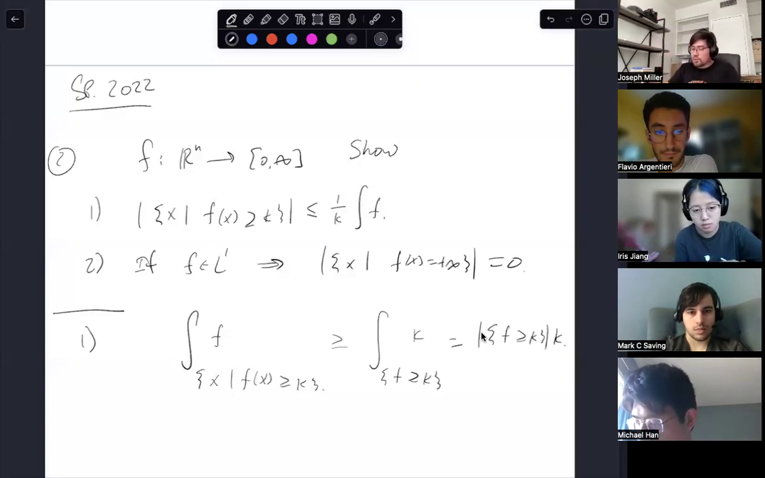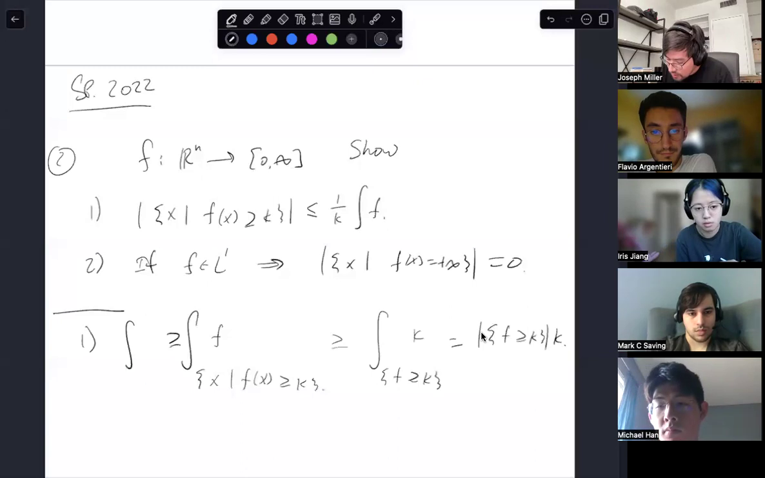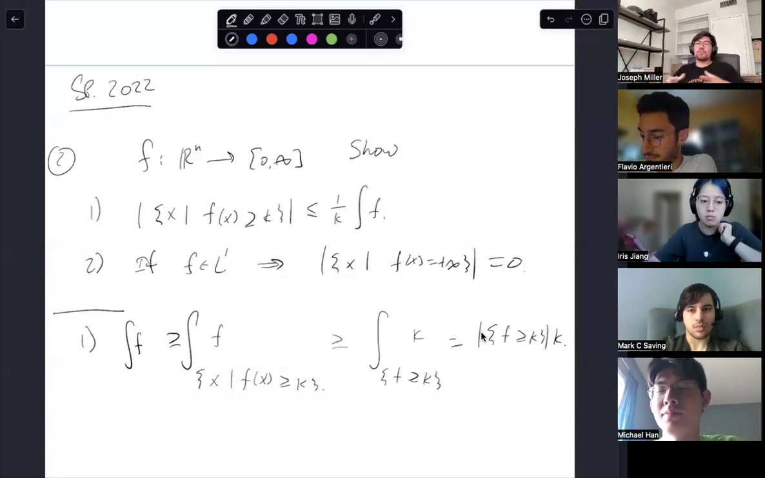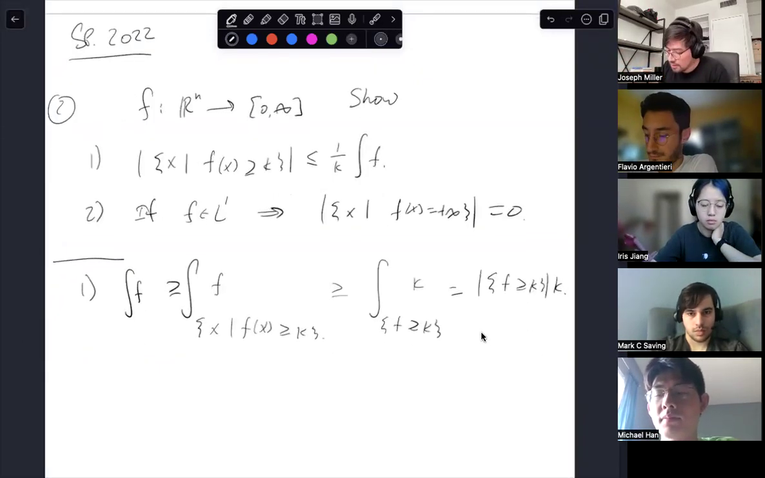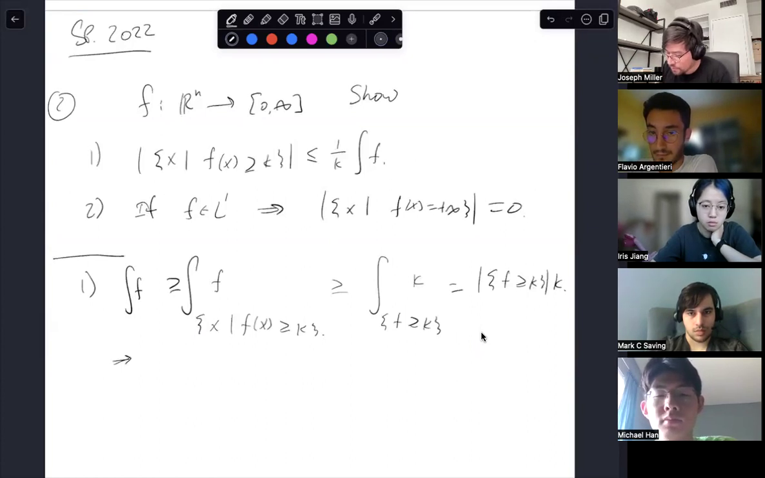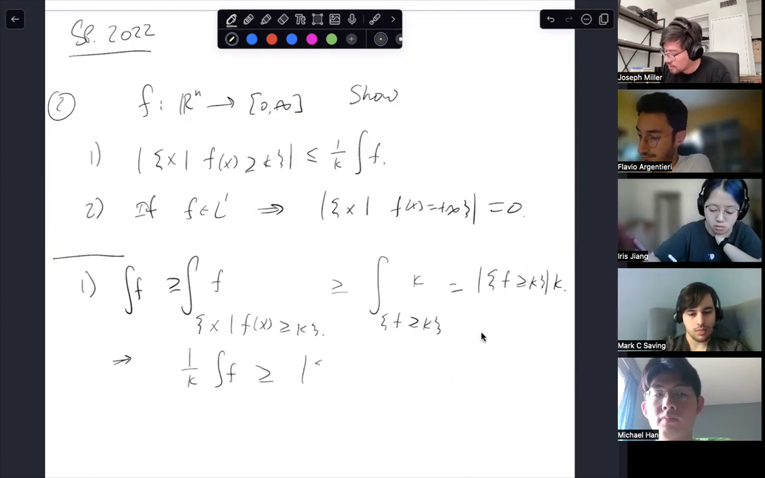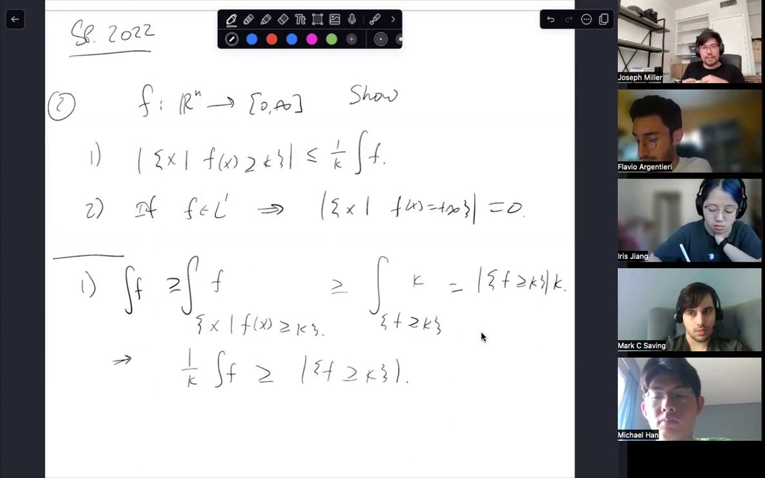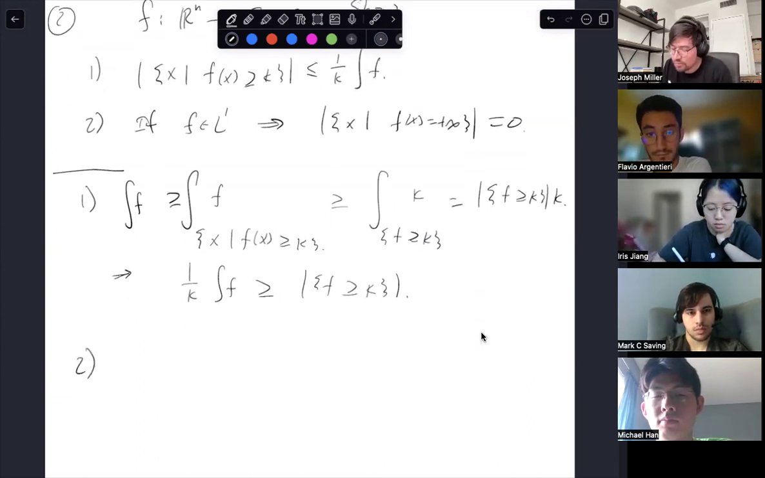And then if I rearrange, I write this as less than or equal to the integral of f, because it's a positive function, so I'm only adding on more values. Then I divide by k, and you get this. So it's like a two-line kind of thing. Okay, so that was pretty easy. What about 2? In some sense, it should follow from 1, right?